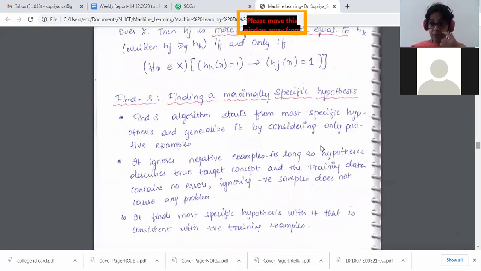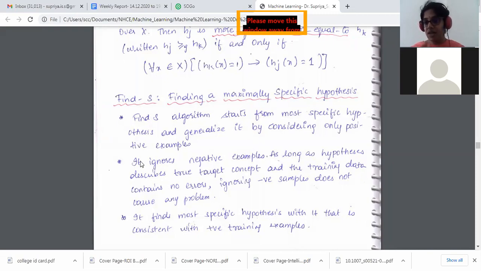The Find-S algorithm finds the maximally specific hypothesis. Finding a maximally specific hypothesis is what your Find-S algorithm is. It starts from the most specific hypothesis, whatever hypothesis we have, and generalizes it by considering only the positive examples. It only handles positive examples, okay?